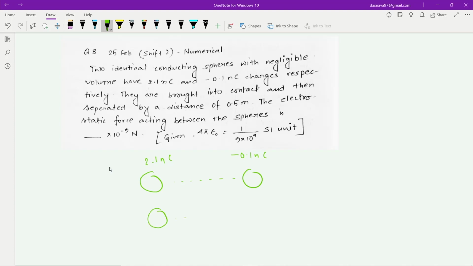Then the charge will become 1 nanocoulomb in one sphere and 1 nanocoulomb in the other sphere. How? Because it will get equally distributed. Now 2.1 minus 0.1 will give 2.0, and if we divide this by 2, we'll get 1 nanocoulomb, right? So the charge will be equally distributed in these two spheres.